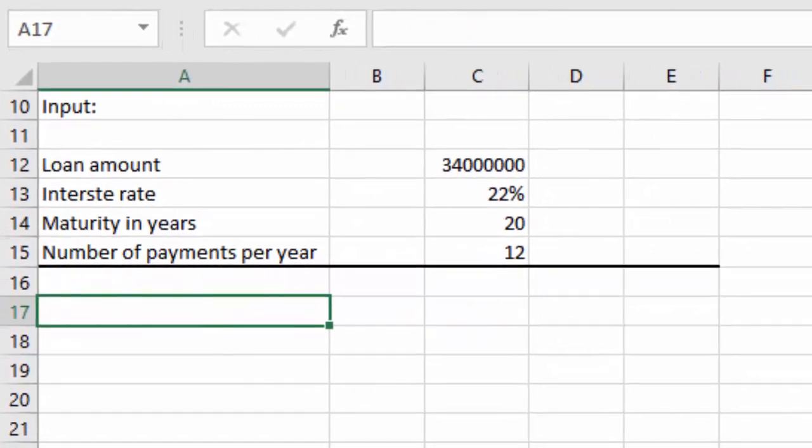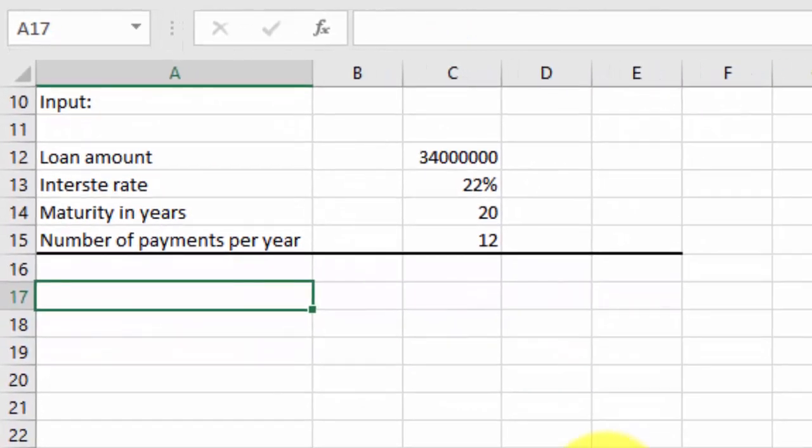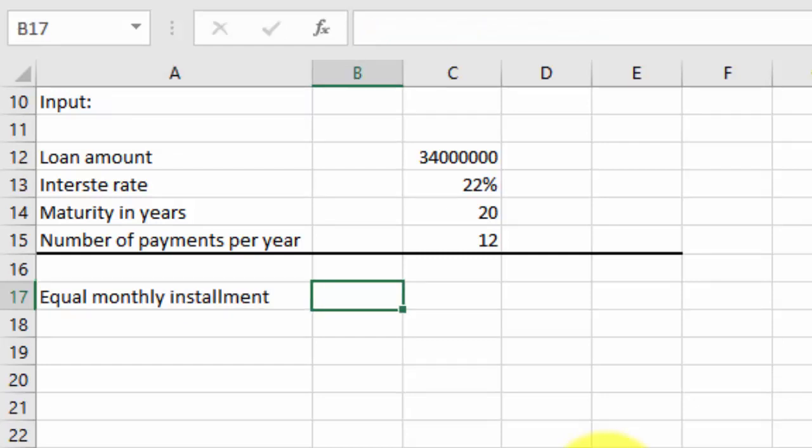So the first thing we have to do is calculate the monthly installment payment, the equal monthly installment payment. So let us write down equal monthly installment. So this is essentially the Pmt. That means we have to use the Pmt function to calculate the equal amount that should be paid every month in these 20 years, so that the present value is equal to 34 million.